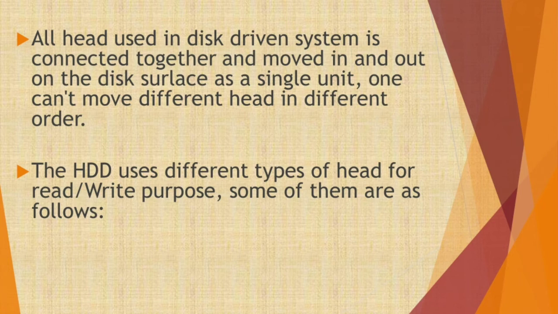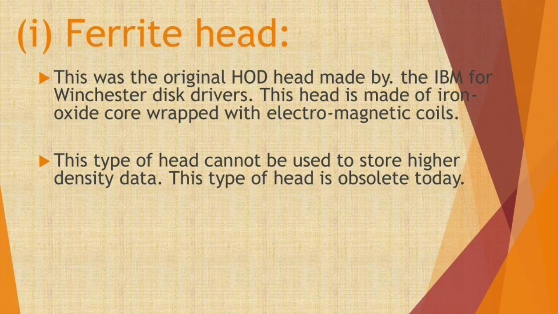The HDD uses different types of heads for read-write purposes. Some of them are as follows. First one is the ferrite head. This was the original hard disk head made by IBM for Winchester disk drives. This head is made of an iron oxide core wrapped with electromagnetic coils. This type of head cannot be used to store higher density data. This type of head is obsolete today.